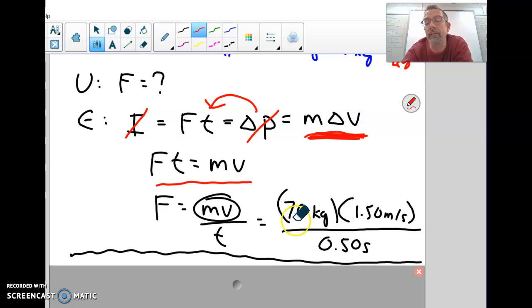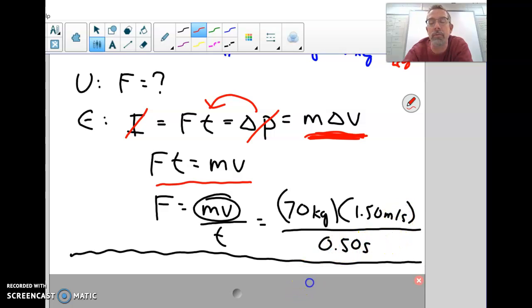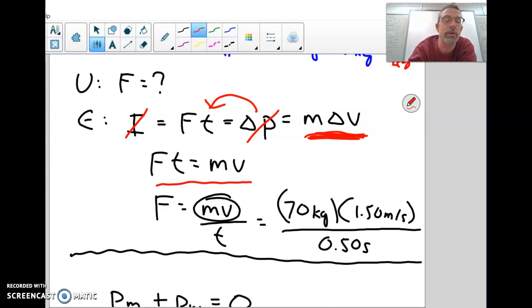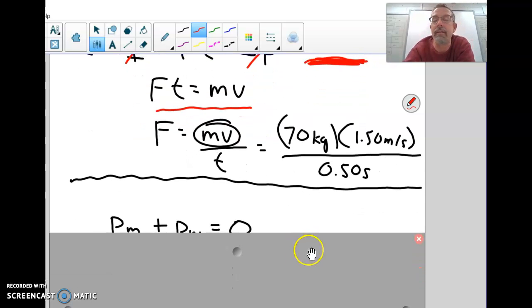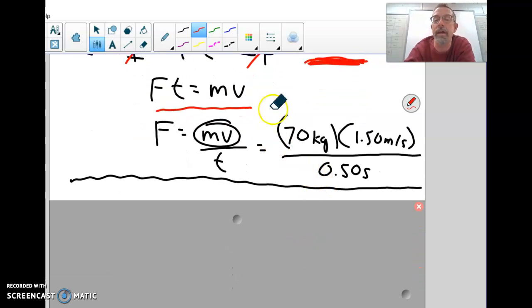So the man, mass of 70 kilograms, is now moving at 1.50 meters per second, and you divide that by the time that he was in contact with the woman, and so we can solve that way. That's going to be how we solve that answer.